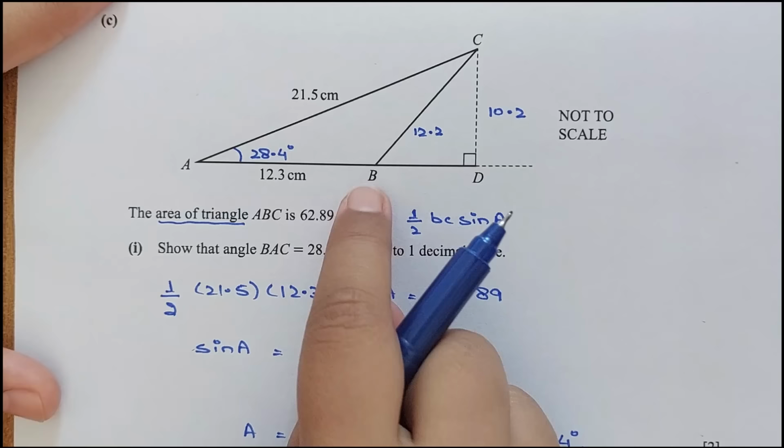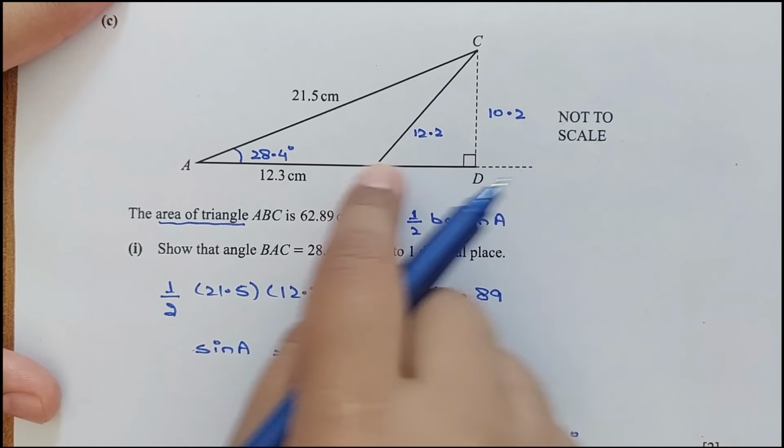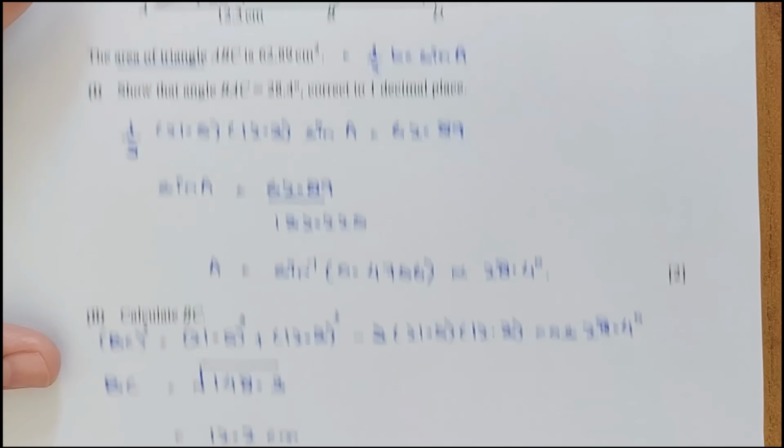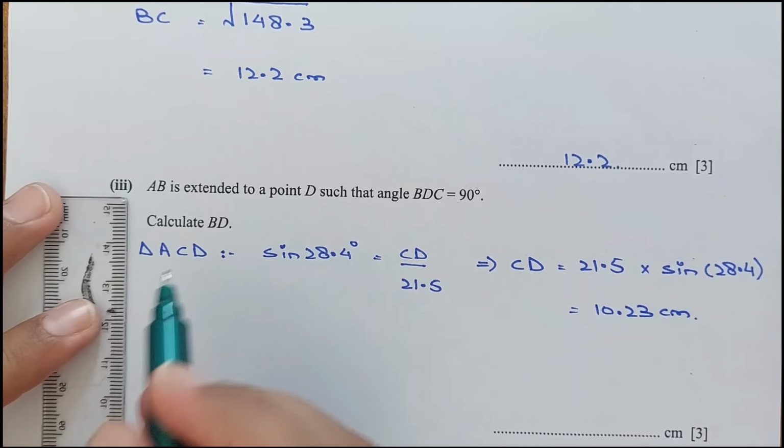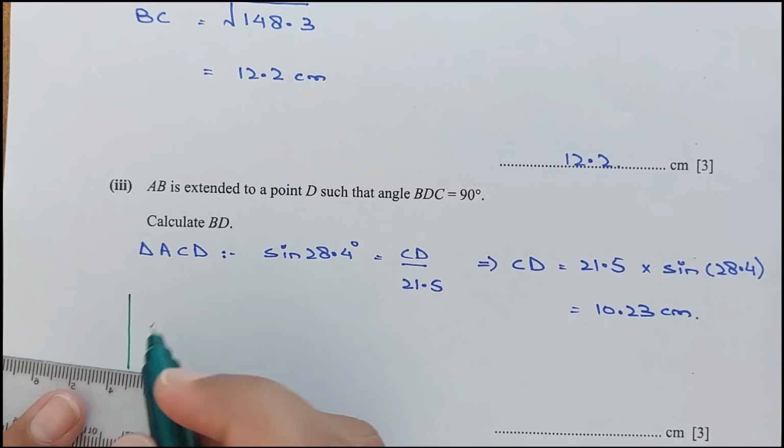Now consider this triangle BCD, a right angle triangle. We can find out the base by using the Pythagoras theorem. Let me draw this separately over here.